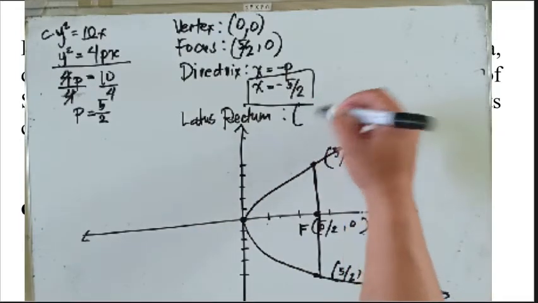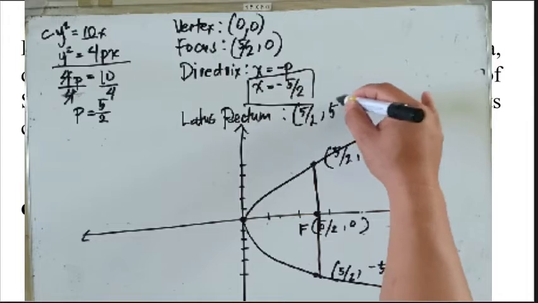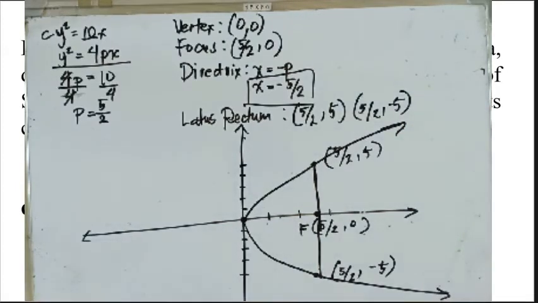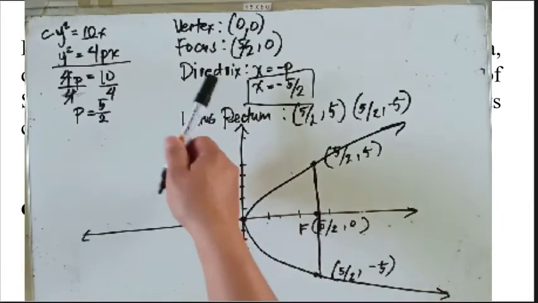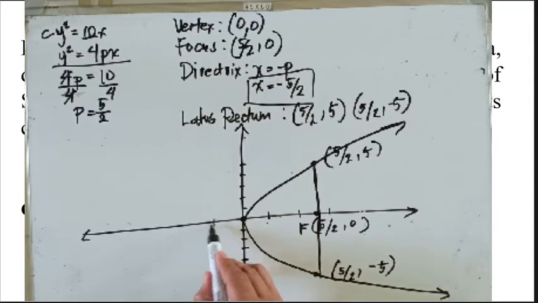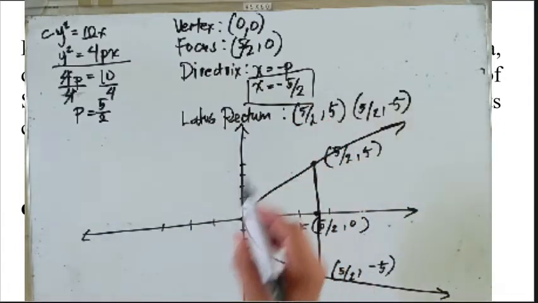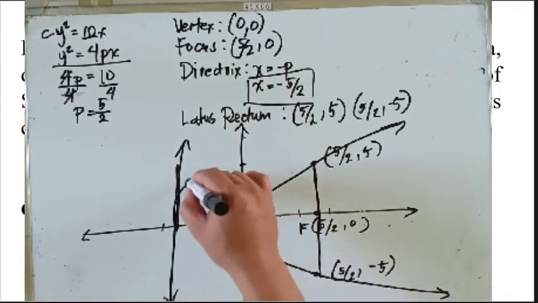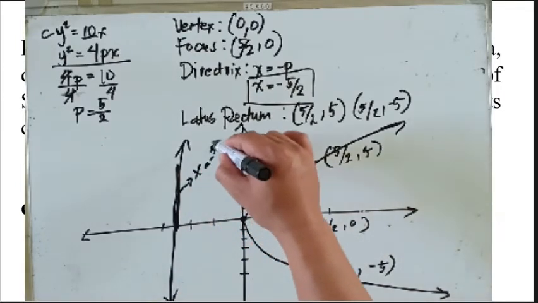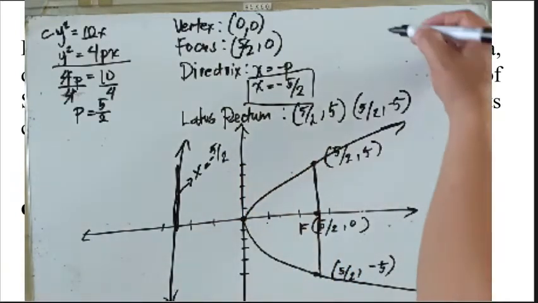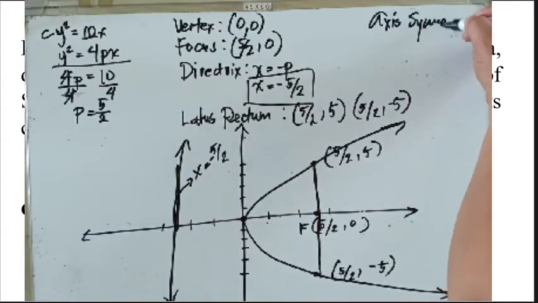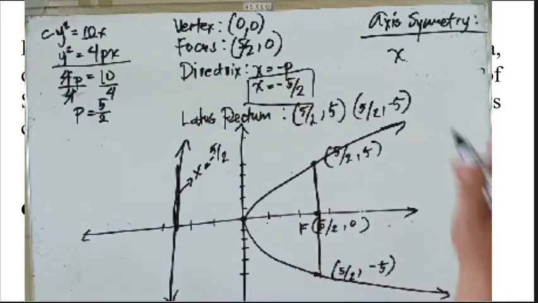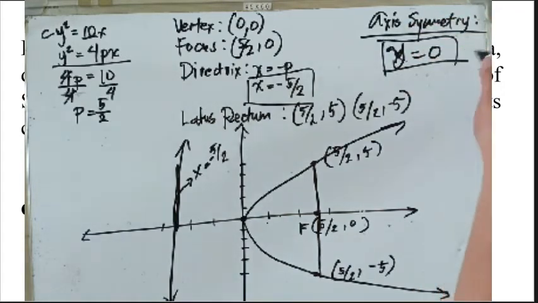Now let's rewrite the endpoints. We have (5 halves, 5) and (5 halves, negative 5). So those are the endpoints of the latus rectum. Let's also graph the directrix. x is equal to negative 5 halves, or negative 2.5. Just label it this way: x equals negative 5 halves. So that's the directrix. Now what is the axis of symmetry? Yes, you are correct. The axis of symmetry is the x-axis, or your y is equal to 0.